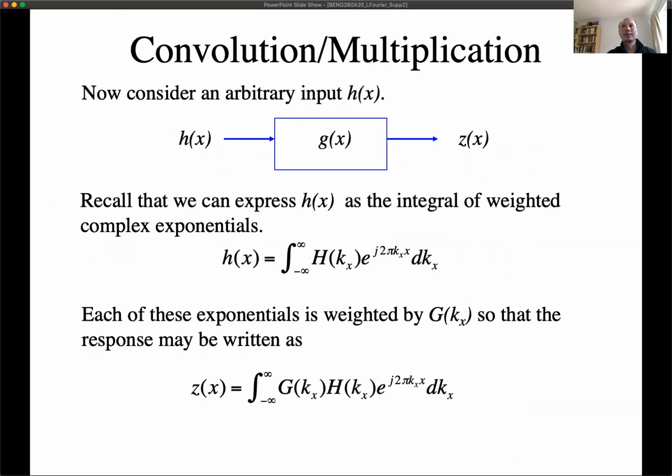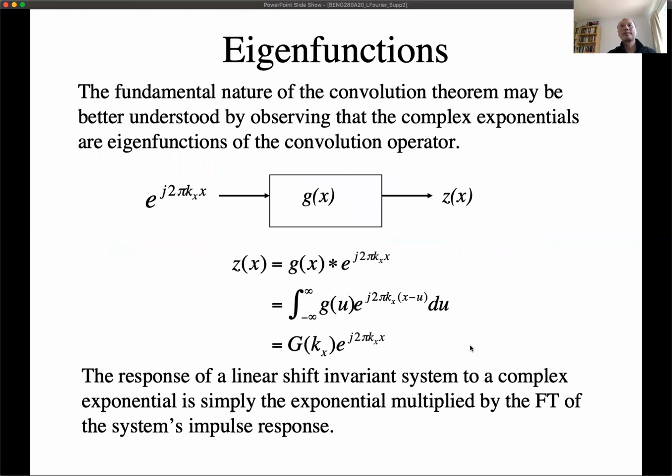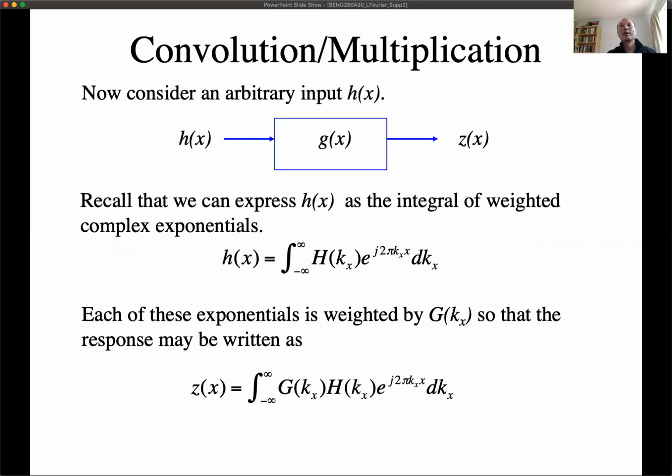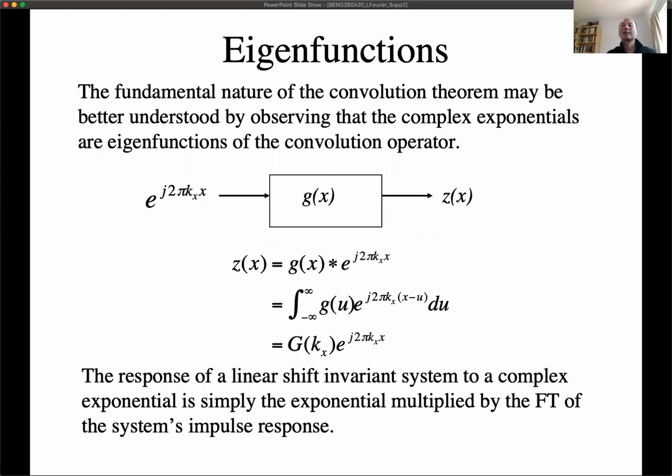I'm going to skip over this. This is just showing that it's because these are eigenvalues of the system. Sorry, we'll skip over that for time, but it comes out because complex exponentials are eigenvalues of convolution.